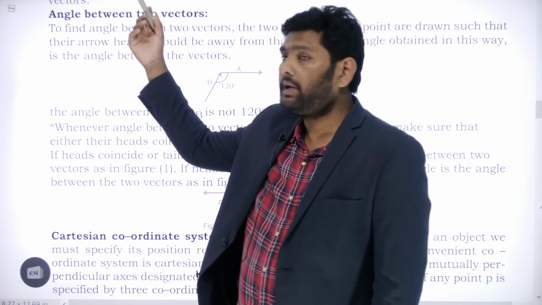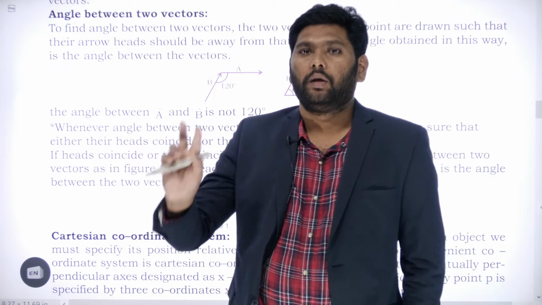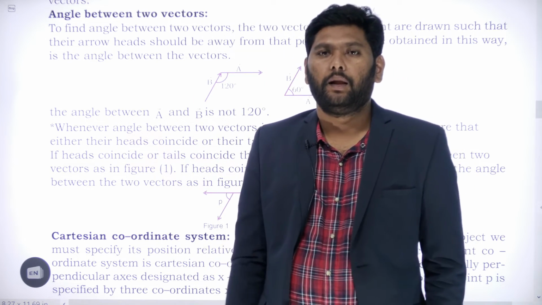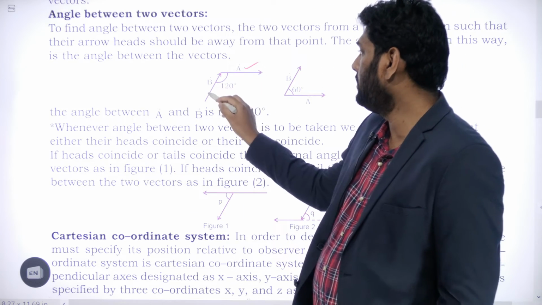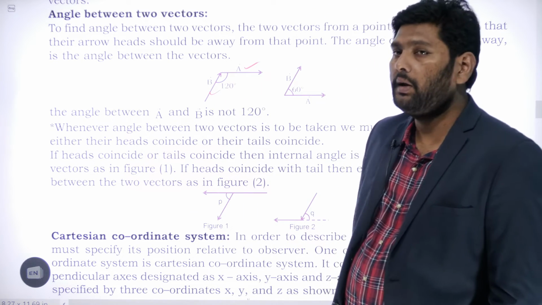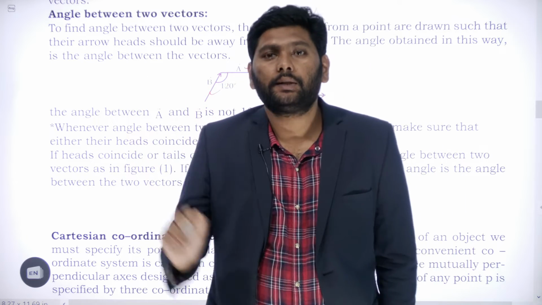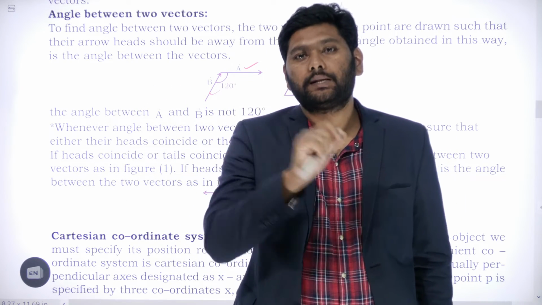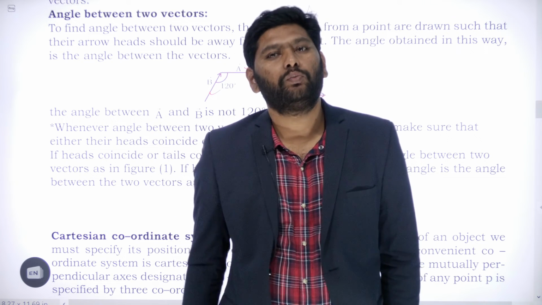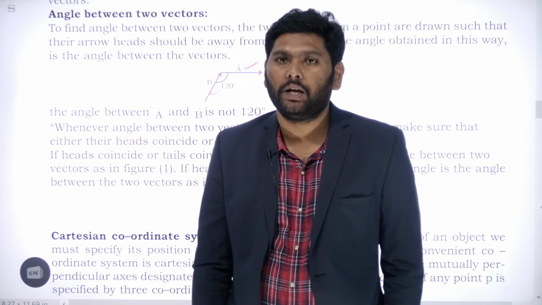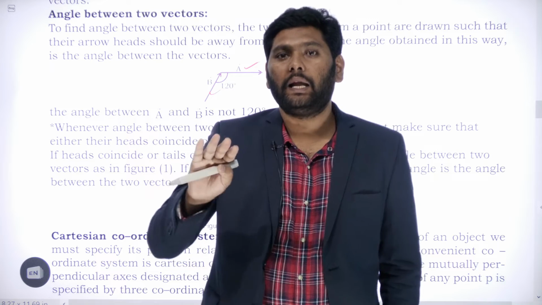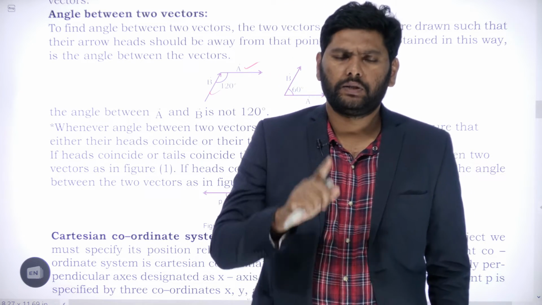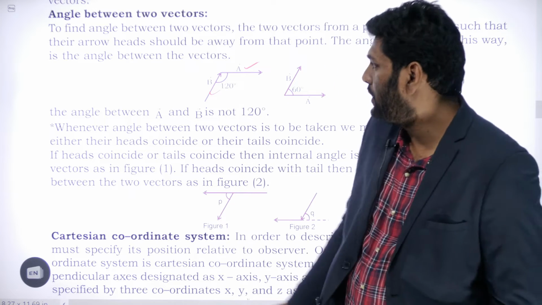See here, when you are taking the angle between the vectors, where you take it is very important. Let me take two vectors A and B. If the two tails coincide, you must take the interior angle as the angle between the vectors. If the tail of one vector joins the head of the other, you must take the exterior angle as the angle between the vectors. Look at how it is.